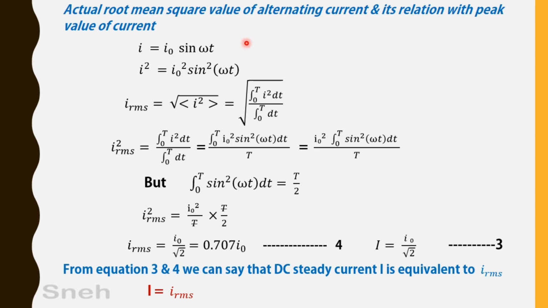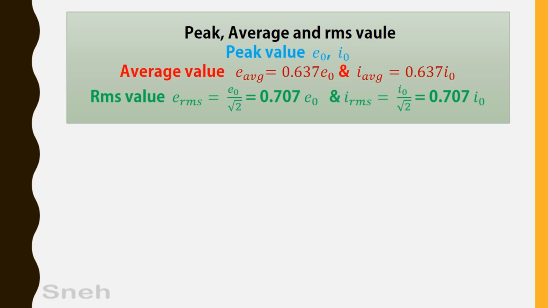Now, everything whatever I have applied for current, the same thing I can apply for alternating EMF, and I'll come to the same result here also. And here we are getting the RMS current. Similarly we can find out RMS EMF also, or I say RMS voltage also. In short, we'll see what is peak value, what is average value, and what is RMS value. Or in brief, we'll revise the entire lecture.